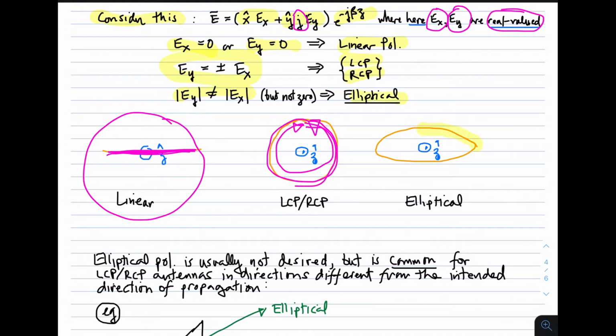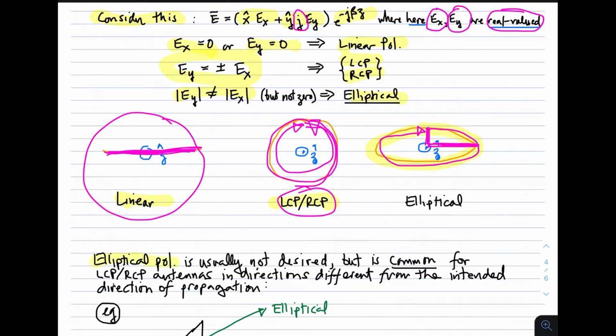We see that the tip of the electric field vector is rotating, but it isn't following a circle, it's following an ellipse. Furthermore, you can see that elliptical in the extreme can be either linear polarization or circular polarization. The special case where the semi-minor and semi-major axes are equal is circular polarization, whereas in the case where the ratio of these axis lengths is infinite, we end up with linear polarization.